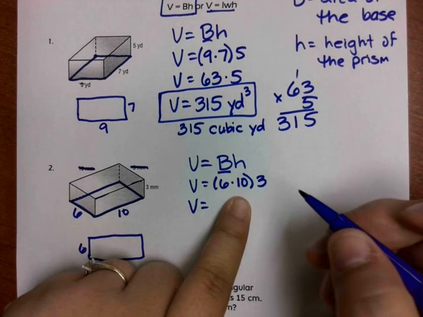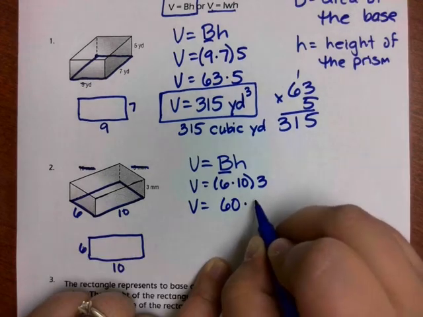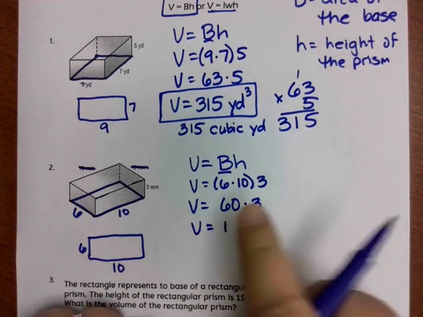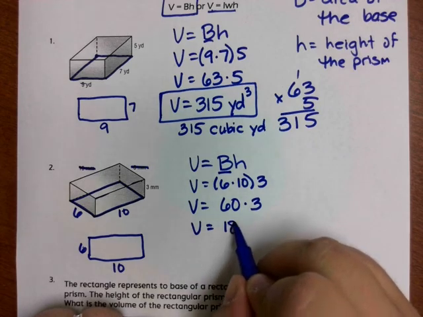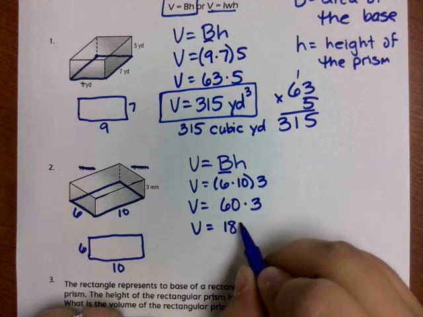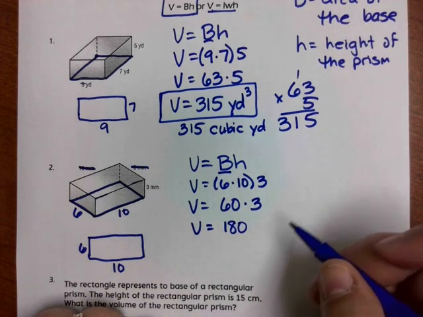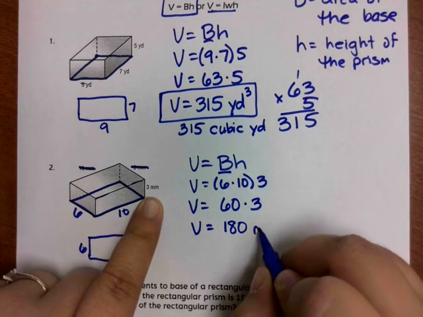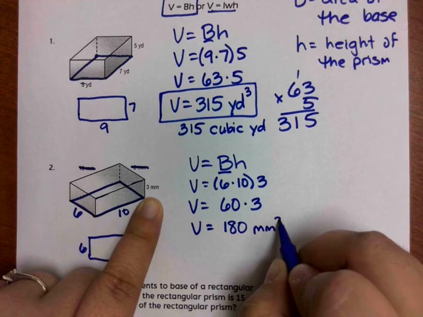So here I get 6 times 10 is 60. I'm going to multiply it by 3 to get my final answer. So V equals 6 times 3 is 18. And then just put a 0 with your number because we multiply by 60, not 6. Just a little shortcut instead of actually writing it out. And then my units were millimeters cubed.